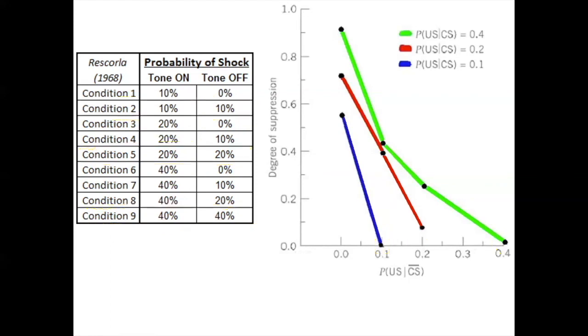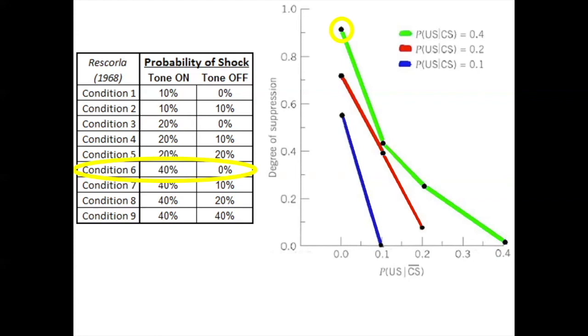However, the other 6 data points represent conditions where the shocks were more likely in the presence of the tone than they were in the absence of it. And in each of these cases, we see the animals acquiring that conditioned freezing response to the tone. And of course, that was especially true in the condition with the strongest contingency between the tone and the shock. In condition 6 here, the shocks occurred on 40% of the tone on intervals, but 0% of the tone off intervals. And in that condition, the animals almost completely suppressed their activity in the presence of the tone.